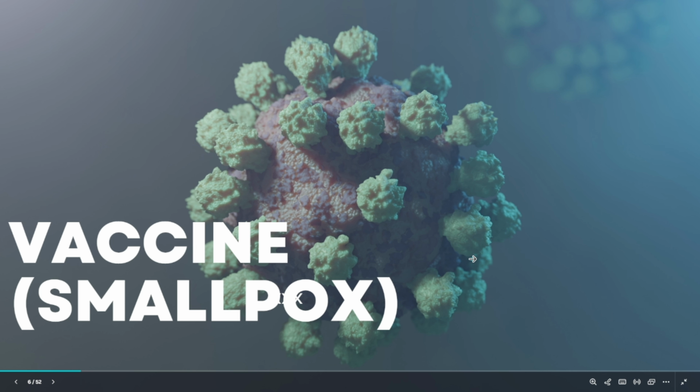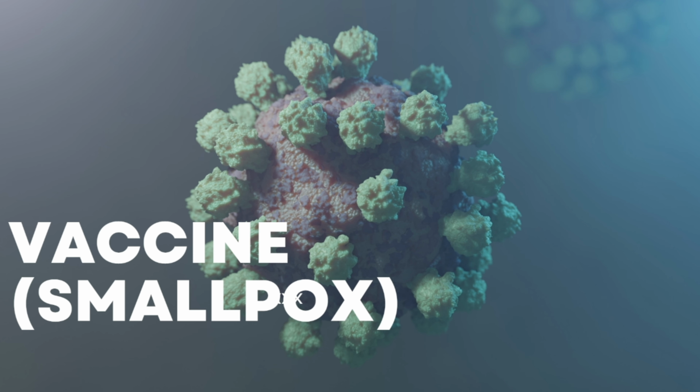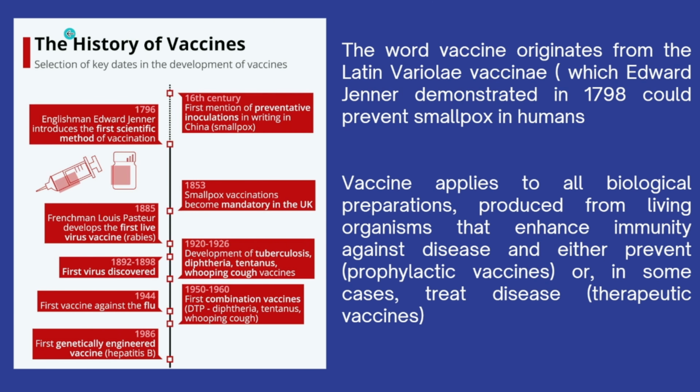Okay, first one. This is a new syllabus that MPM added on, which is the vaccine. You need to learn the concept of the vaccine using smallpox as an example. Normally this is the history of the vaccine. I'm just briefing you on how the vaccine was discovered, early from the 16th century. The word vaccine originated from the Latin word, and normally this word was coined when the scientist Edward Jenner did the experiment to prevent smallpox in humans during 1798.